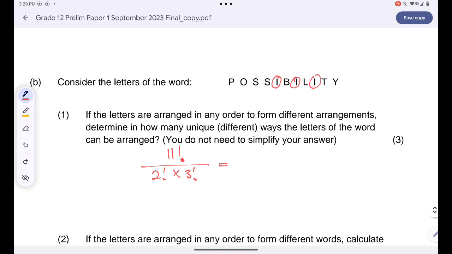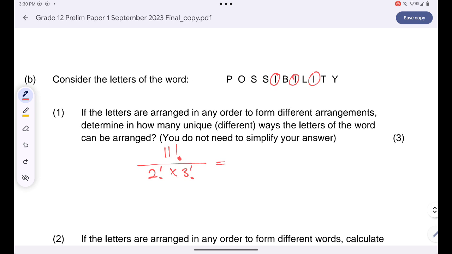That's 11 factorial divided by 2 factorial times 3 factorial. The answer is basically 3,326,400 ways. This, guys, is the total number of ways in which you can arrange these letters.